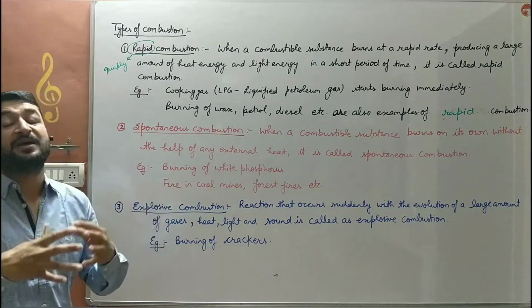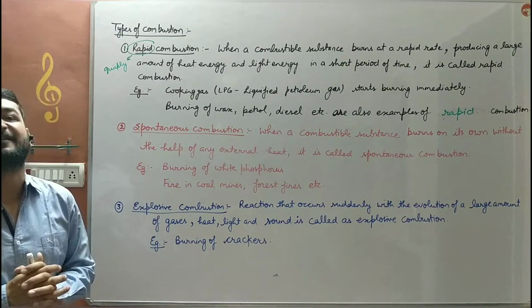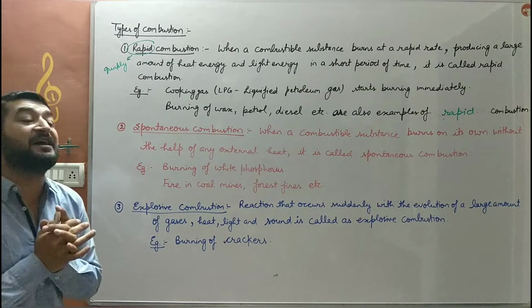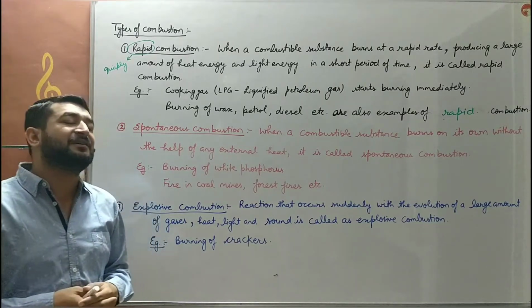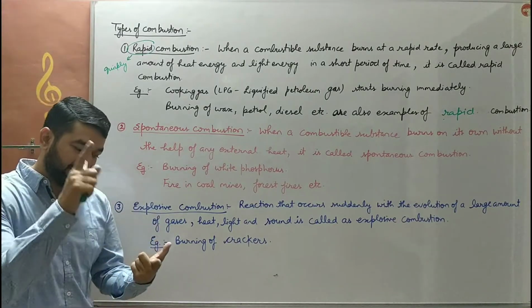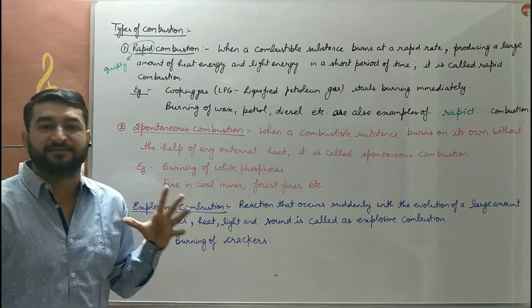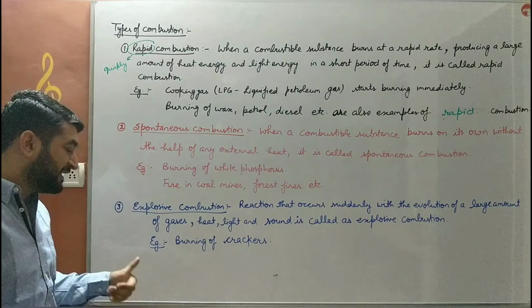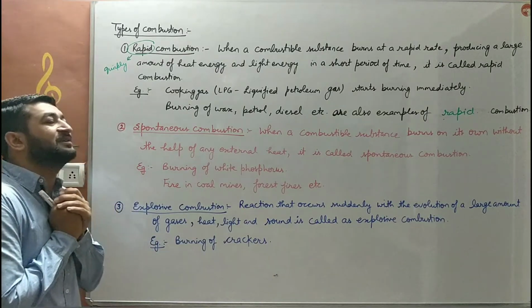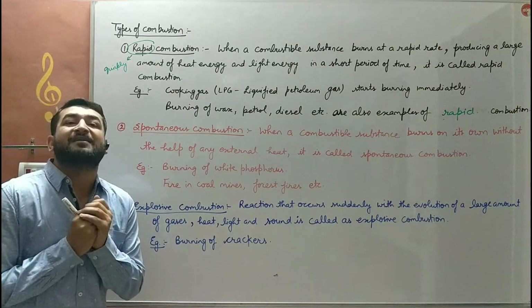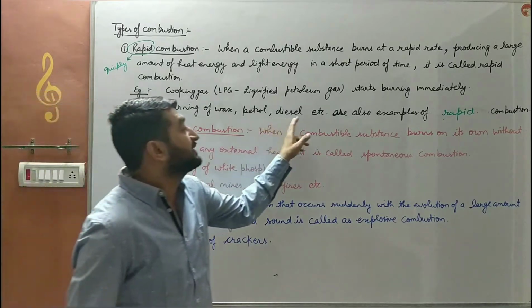And the example is combustion of firecrackers. Firecrackers burn to produce heat energy, a bit of light energy as well as sound energy. So these are the three kinds of combustion, bache, on the various conditions. First one was rapid combustion. These are the examples of rapid.